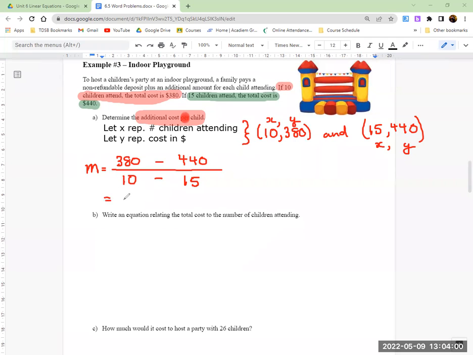And so if I were to solve this, this is -60 over -5. And if I solve that further, 380 minus 440 will give you a -60. Yep. No, you can do that too, but both of us will get +12 regardless, because negative divided by negative, they will cancel each other out. So determine the additional cost per child. Each child costs $12.